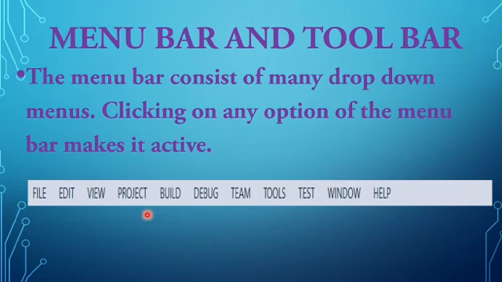Menu bar and toolbar. The menu bar consists of many drop-down menus. Clicking on any menu option on the menu bar makes it active. This is the menu bar. There are different menus like in other Microsoft applications. The File menu will give us the file options. Edit will give us the edit options. In the same way, View, Project, Build.